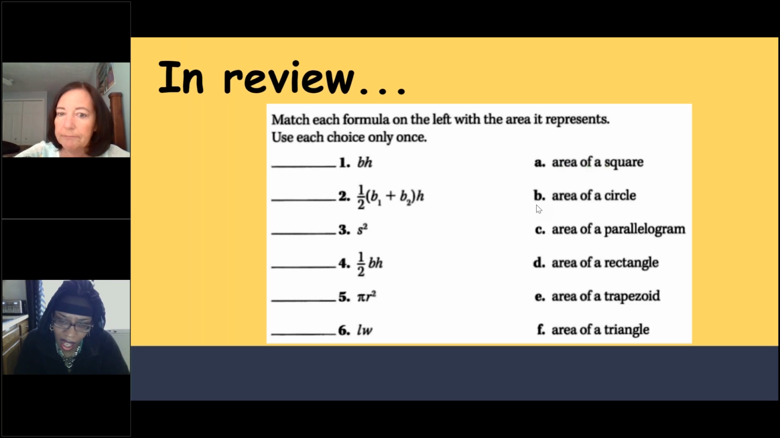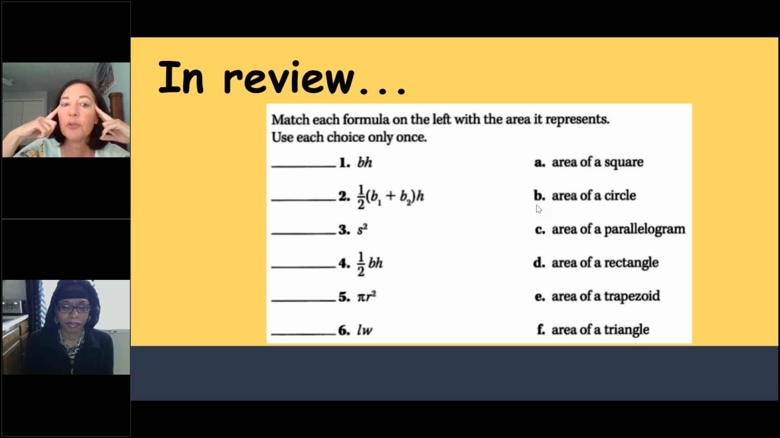Base times height. That seems more like, woo, it's between a square and a rectangle. I'm just gonna go with a square. You want to know what? It's a rectangle. In my brain, I think of the formula for the square and the rectangle as base times height. But technically on your formula page, it's going to say something a little bit different. So let's skip that one and we'll come back to it in just a minute.